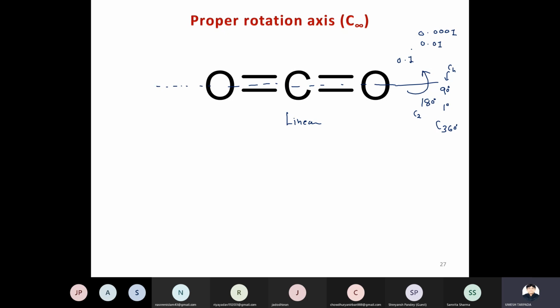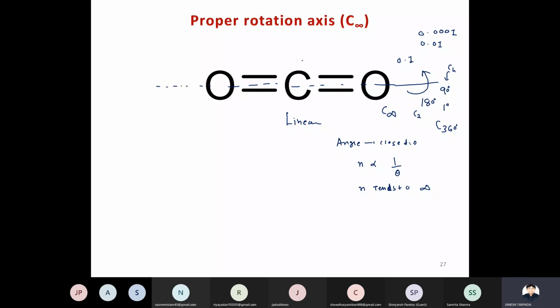Okay, what should be the minimum value of angle? Angle close to 0. If it tends to 0, then see, angle and fold are inversely proportional. If the angle tends to 0, then n tends to infinity. Therefore this axis is called C infinity. This is your principal axis.